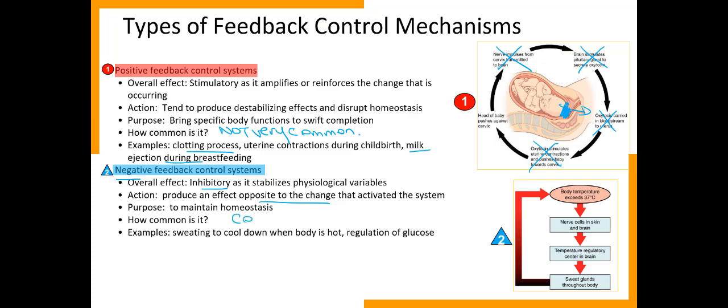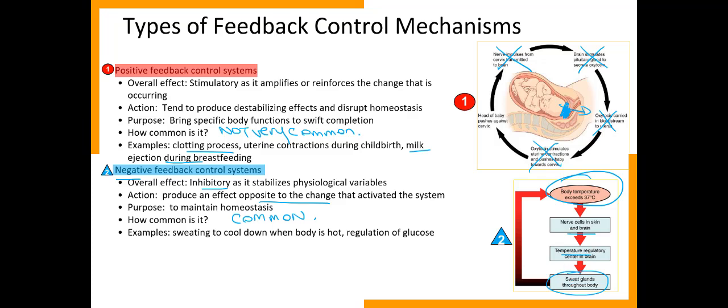How common is it? It's very common, right? An example is if your core body temperature increases above 37 degrees Celsius, there are nerve cells in the skin that send a signal to the brain, and more specifically to the center in the brain that regulates temperature, and then it sends a signal back down to the sweat glands throughout the body to produce sweat, and that sweat cools your body down, right?